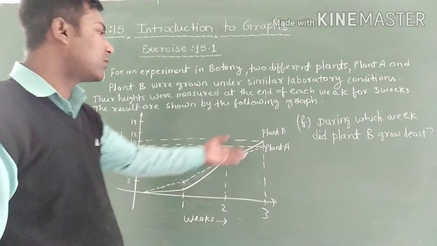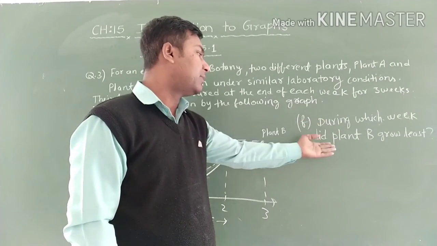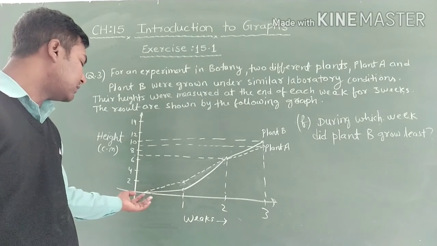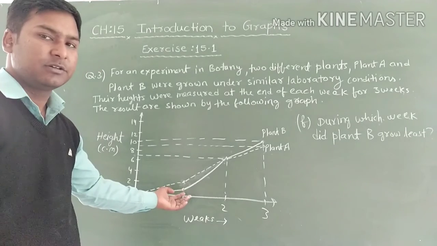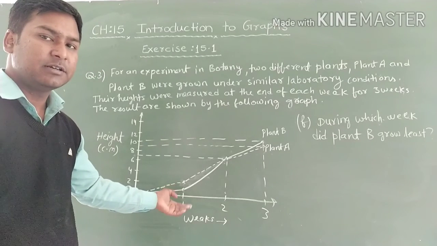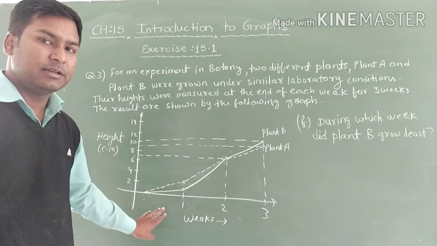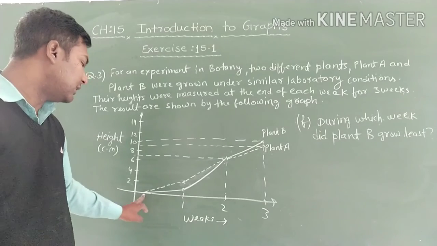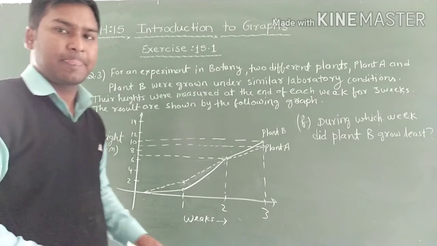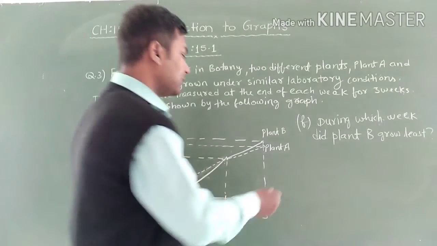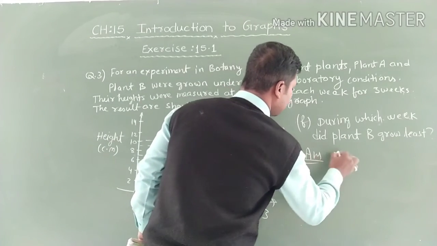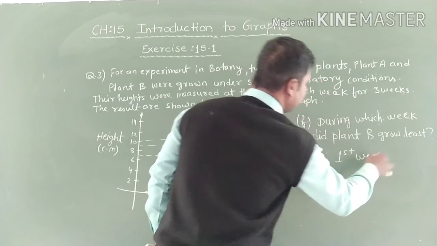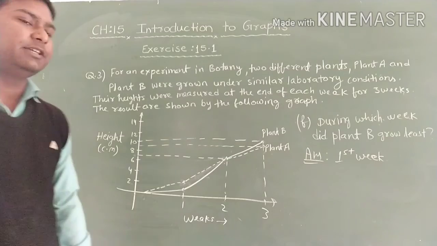Okay, and what was the question? During which week did the plant grow least? Least means this one. In the first week the plant grows only 1 centimeter. So the first week is the answer. In the first week the plant gets the least growth, that is up to 1 centimeter only. So we can write the answer: first week. In the first week plant B will grow least. Okay, this was the answer.